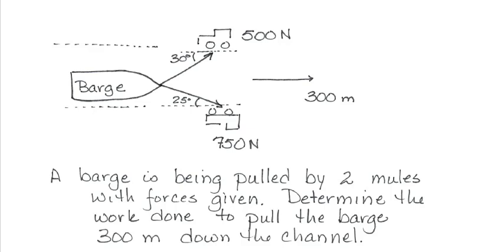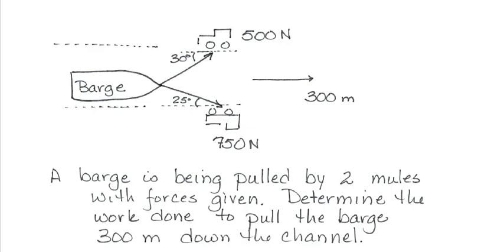One mule is going to be pulling with a force of 500 newtons at a 30-degree angle, and the other mule is pulling with a force of 750 newtons at a 25-degree angle. And we're going to move this barge 300 meters down the channel. And we want to determine the work done to pull this barge.